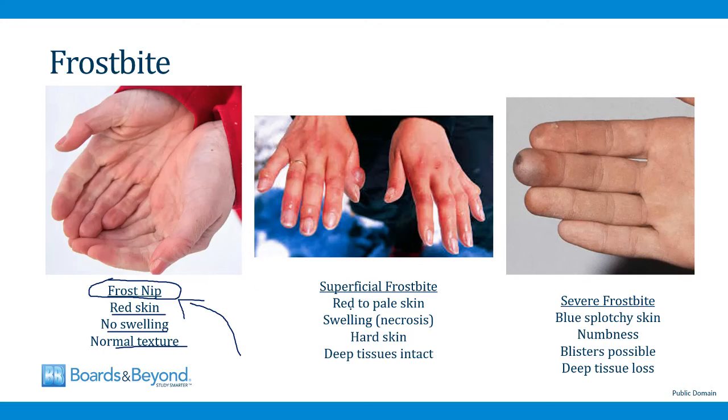When frostbite is superficial, that's when you can see red to pale skin. There can be swelling from necrosis. The skin gets that hard, waxy feeling to it. And when the frostbite looks like this and it's superficial, the deep tissues usually remain intact.